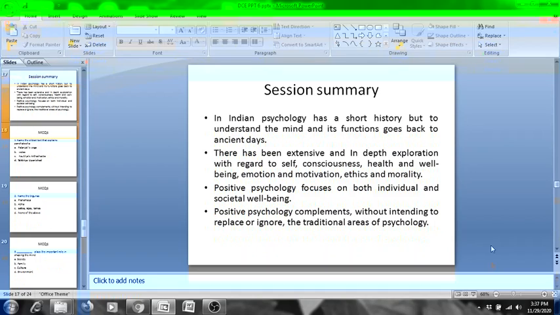Session summary. Indian psychology has a short history, but the curiosity to understand the mind and its function goes back to ancient days. There has been extensive and in-depth exploration with regard to self, consciousness, health and well-being, emotions and motivation, ethics and morality. Positive psychology focuses on both individual and societal well-being. Positive psychology complements, without intending to replace or ignore, the traditional areas of psychology.